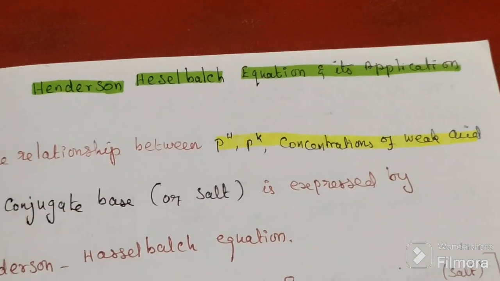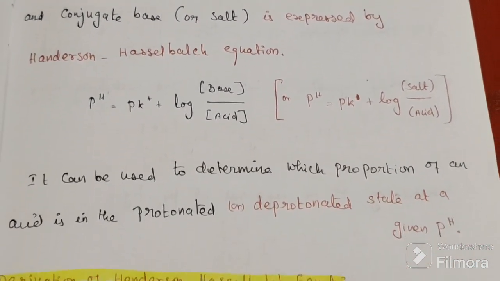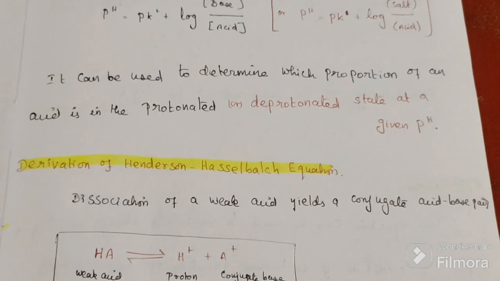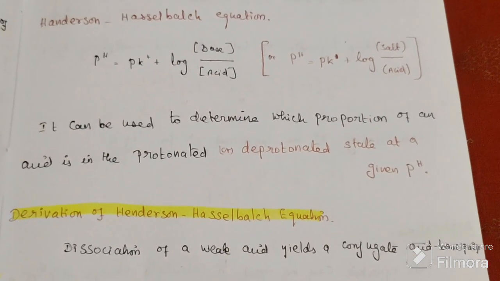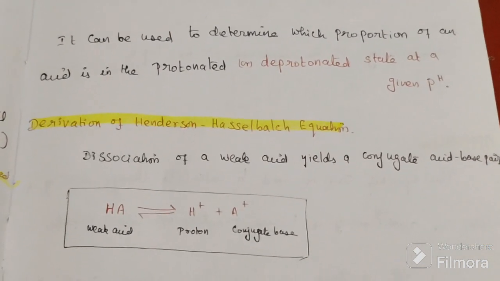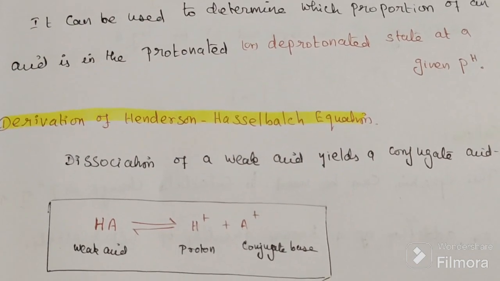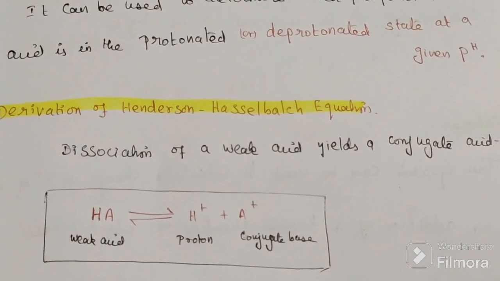So in this video we discussed the Henderson-Hasselbalch equation and its applications. pH is equal to pK plus log of base divided by acid. A weak acid dissociates to proton and conjugate base. It is a reversible reaction.